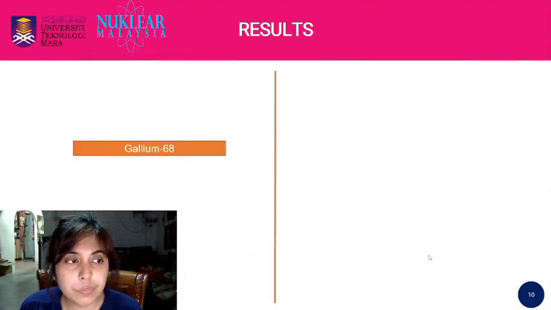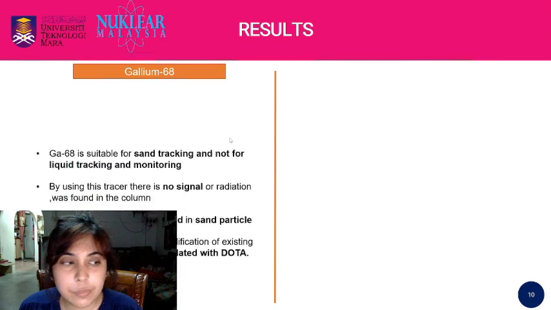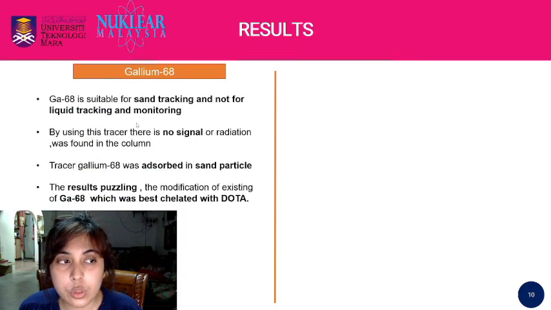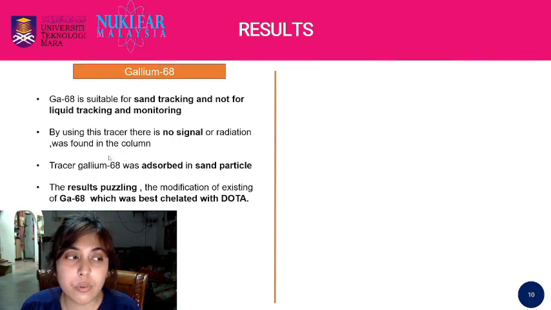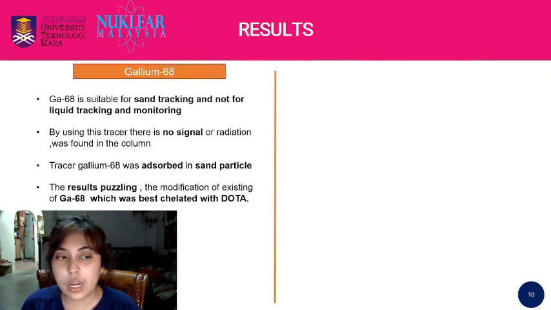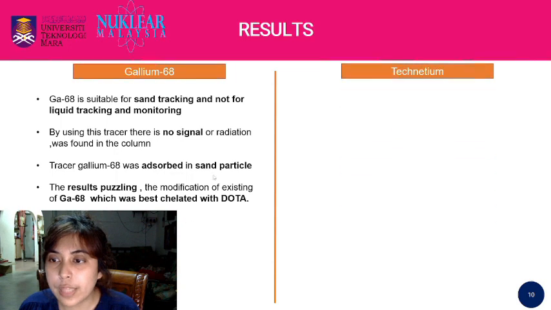So next, the result for gallium 68. After we inject it, we can see gallium 68 is not suitable for sand tracking. It's not suitable for liquid tracking, since we are using liquid tracking. So the results are puzzling. After that, you can see the tracer, there is no signal. Tracer gallium 68 was absorbed in the sand particles, and the results are puzzling. We modified the existing gallium 68 by chelating it with DOTA. Since gallium 68 is not suitable, we came up with technetium.